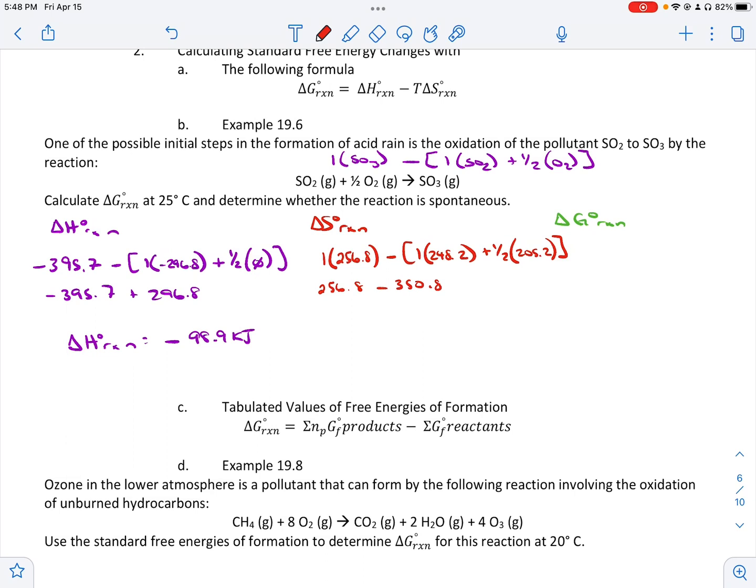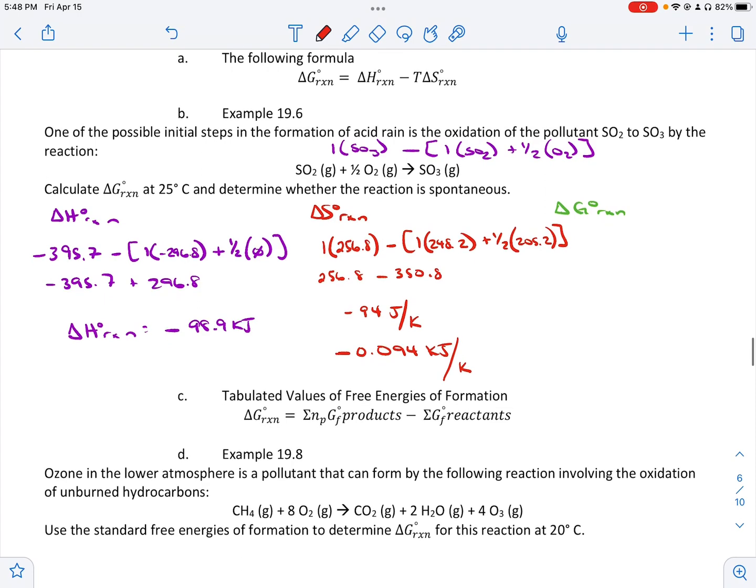So we've got 256.8 minus 350.8, and we should get negative 94. Now, real quickly, remember that's joules per mole K. So let's go ahead and convert that to kilojoules since we're here. 0.094. That should be our kilojoules, and it's still negative per K.